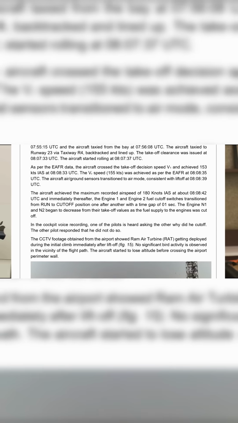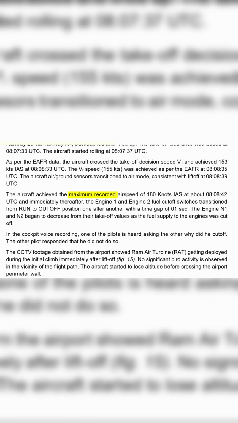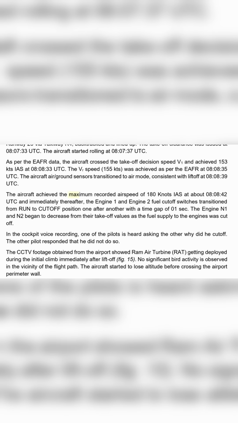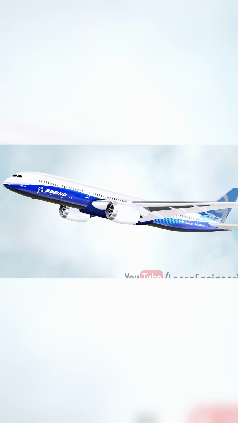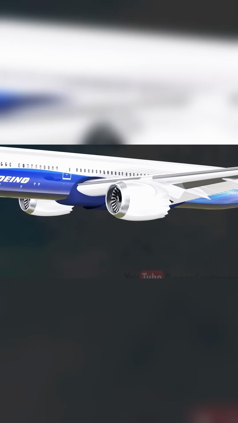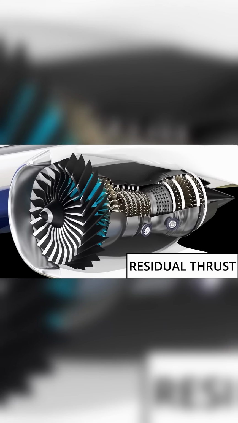Now, a big blunder from the AAIB report. The report says the speed of the airplane at the time of engine failure was 180 knots. The report also says that the 180 knots, the speed the airplane achieved at the time of fuel cutoff, was its maximum speed. This shows that the people behind this report do not understand how a jet engine works. More specifically, they do not understand the concept of residual thrust.